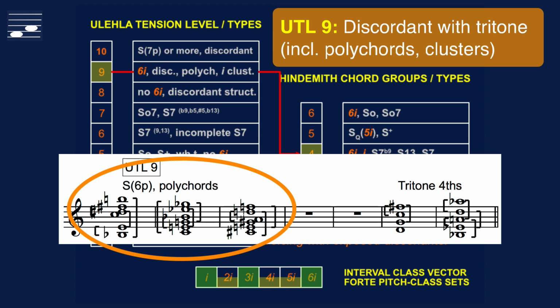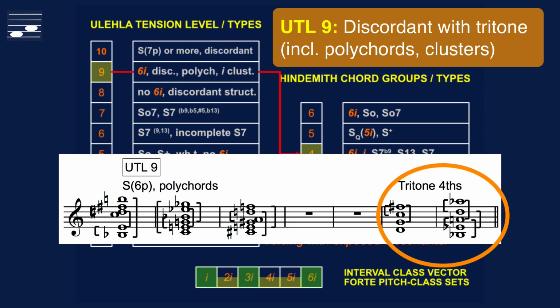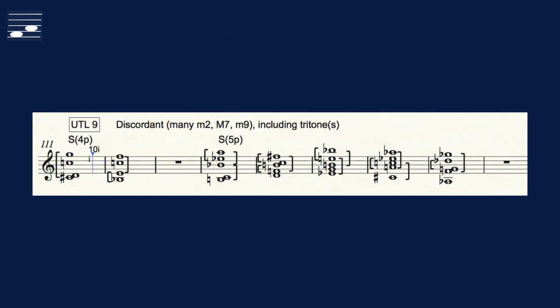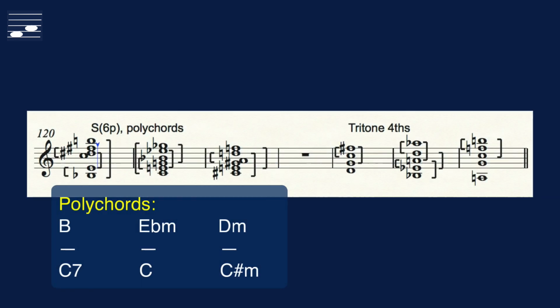Here we see examples of 6-part polychords and the special category of chords and fourths with a tritone. Listen to these extremely high tension level examples. And the polychords plus chords and fourths with tritone.